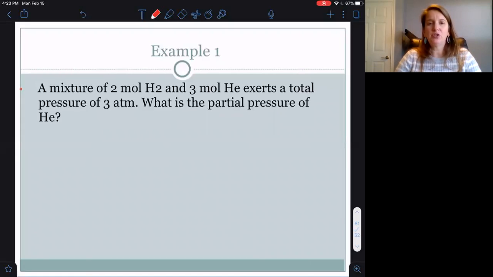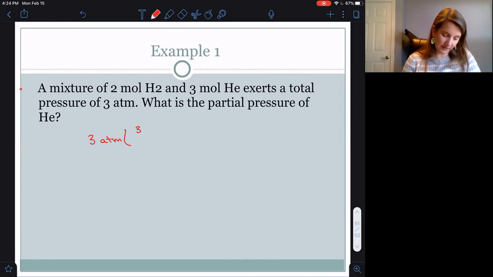So we have a mixture of 2 moles of hydrogen and 3 moles of helium, and that mixture exerts a total pressure of 3 atmospheres. This question is only asking for the partial pressure of the helium. So you can see that we have a total pressure and we have the amount of gas. So if we have the total pressure and the amount of gas, we're going to use the partial pressure with mole fraction. So that means that our total pressure, which is 3 atmospheres, is going to be equal to the number of moles of the element that we're looking for, in this case helium.